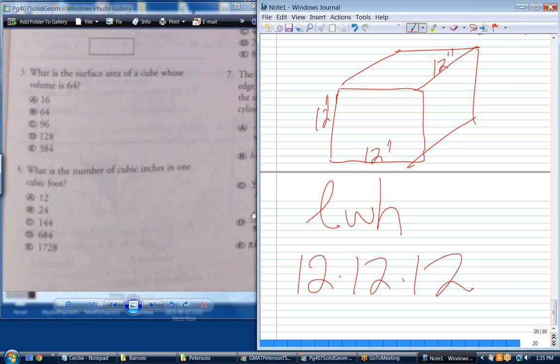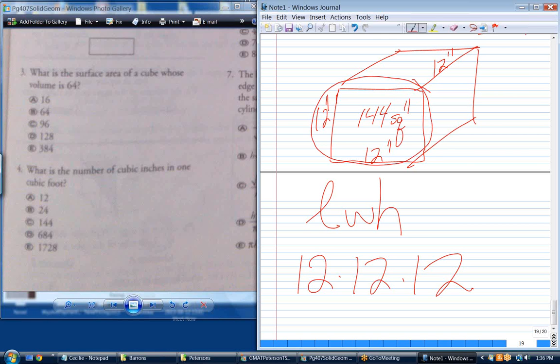That can't be right. Well, 12 times 12 is 144. Okay. So it's got to be this one. Yeah, the 1,000 one. And that is right. There are 1,728 cubic inches in 1 cubic foot. In the same way, notice that there's also 144 square inches in 1 square foot.